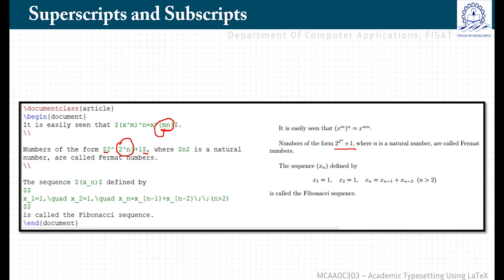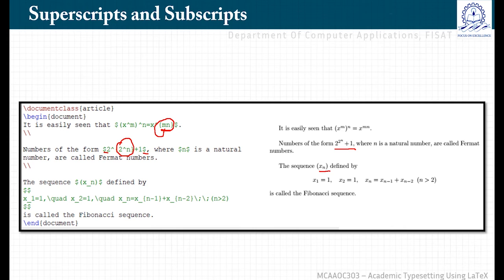Now let us see how subscripts are produced. See the statement: the sequence xn defined by x1 is equal to 1, x2 is equal to 1, xn is equal to xn minus 1 plus xn minus 2, where n is greater than 2. Here you can see this n, 1, 2 and n minus 1 etc. are printed in subscript form.